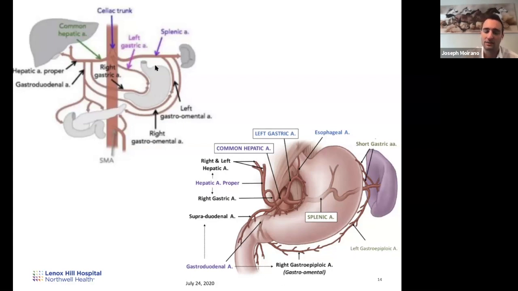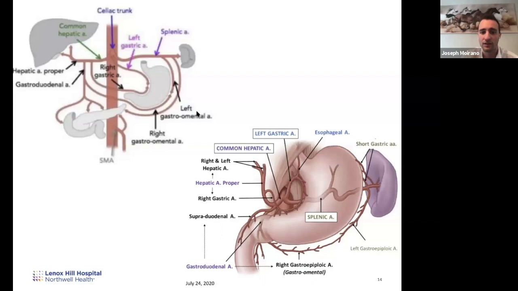So if we're looking at the stomach, there's going to be four main arteries that are supplying the stomach. One is going to be the left gastric, which was coming right off that celiac trunk. One is going to be the right gastric, which is coming off the common hepatic artery. And these are both going to be supplying the lesser curvature of the stomach. So this curvature of the stomach that is smaller is called the lesser curvature, and this part that is wider is going to be called the greater curvature. So the left gastric and right gastric arteries are going to be supplying the lesser curvature.